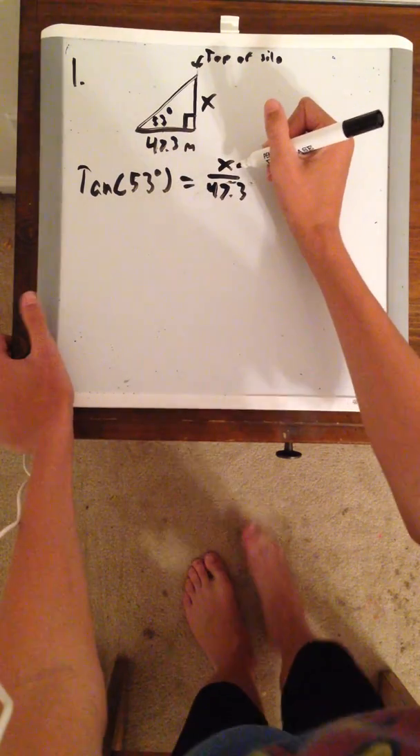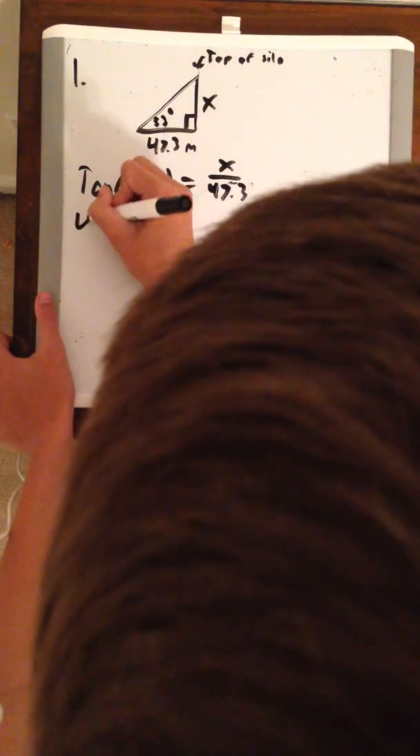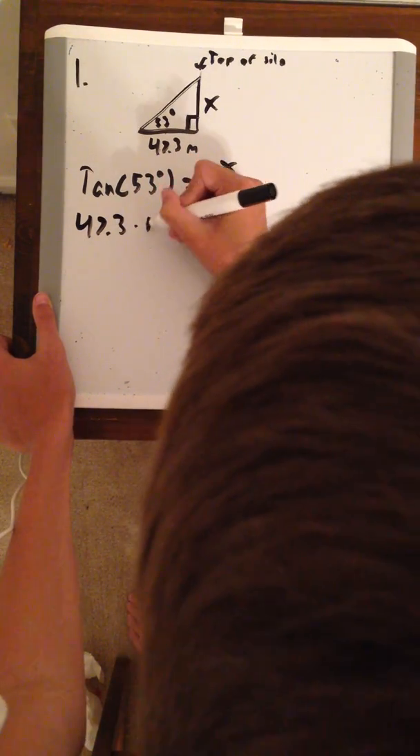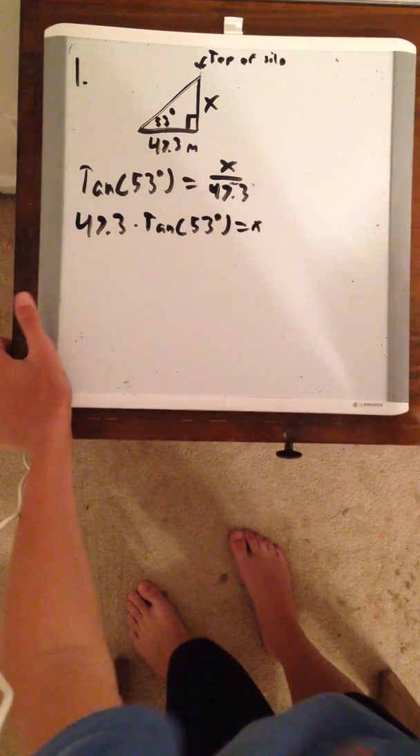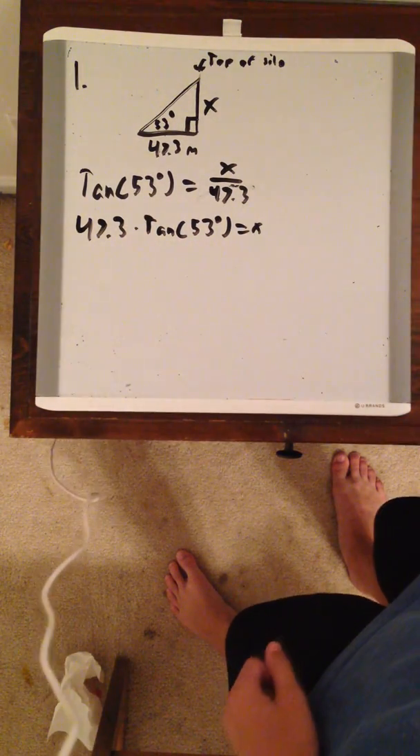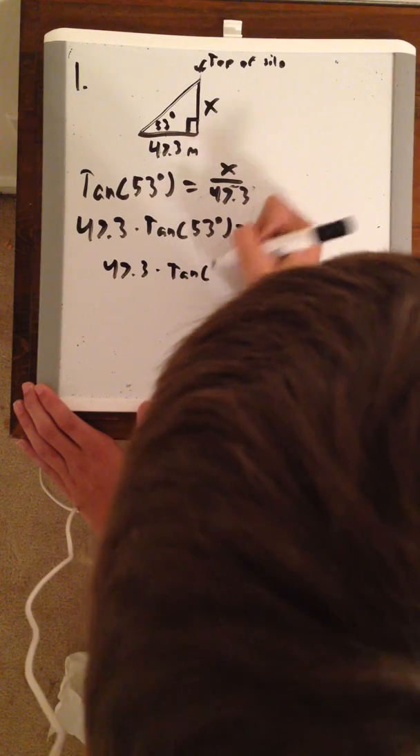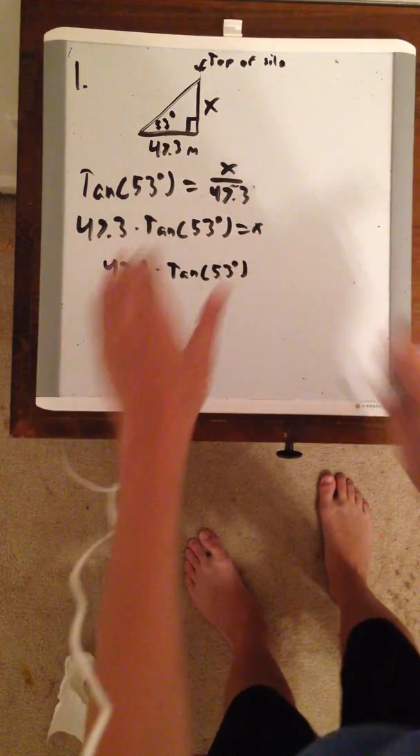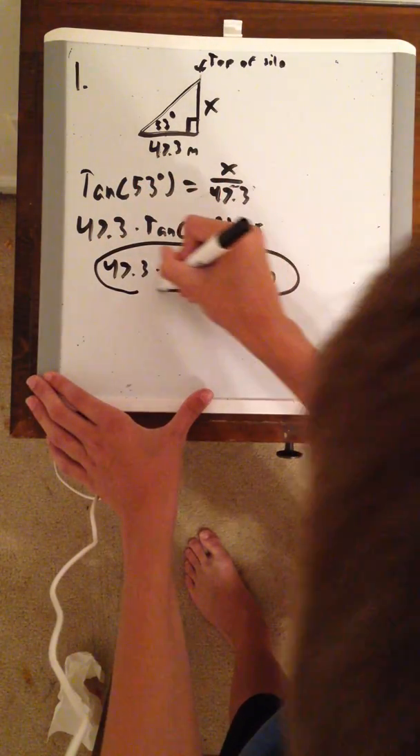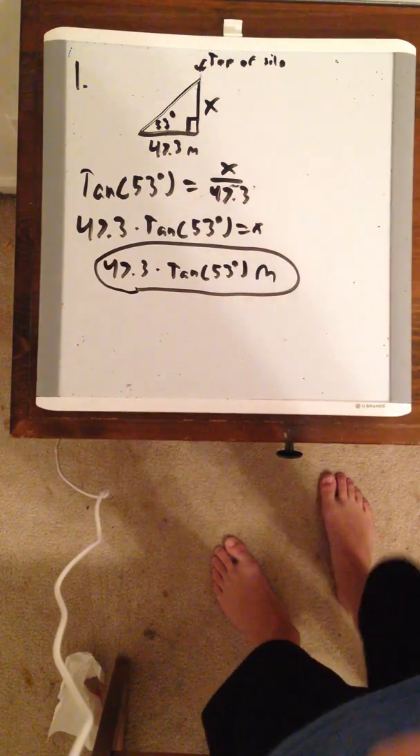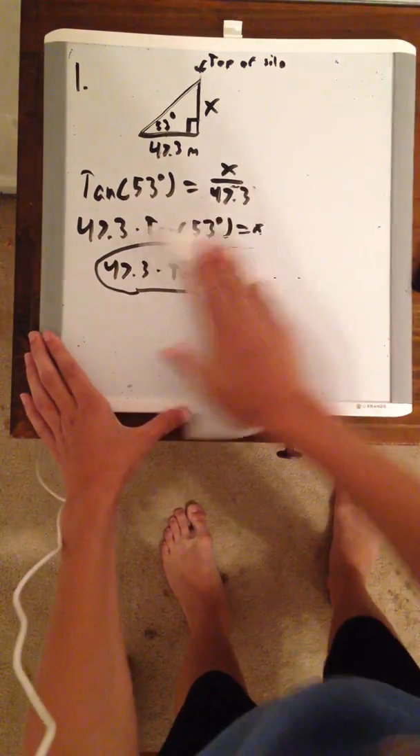And then to get x by itself, we're just going to multiply 47.3 by both sides. So over here, that'll leave just x, and over here, that'll leave 47.3 times tangent of 53 degrees equals x. So that's going to be the height of our silo. It's going to be 47.3 times tangent of 53 degrees. And because this is in meters, we're going to put the height in meters. And that's our height for the silo right there. So that's how you use tangent to figure out one of the sides of a triangle. So now let's move on to number 2.